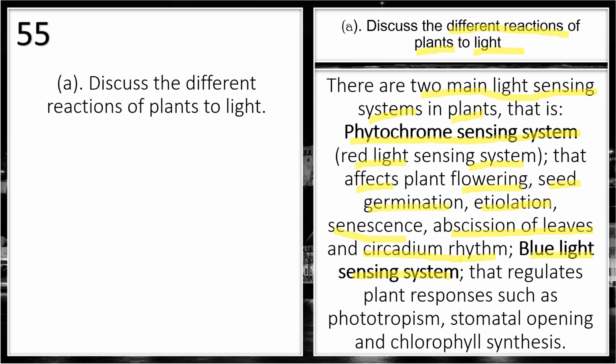This regulates plant responses such as phototropism, stomata opening, and chlorophyll synthesis.